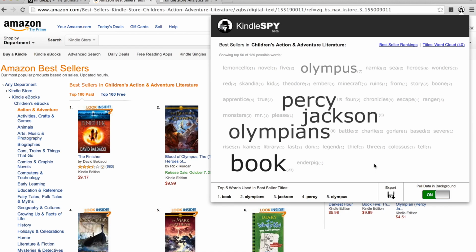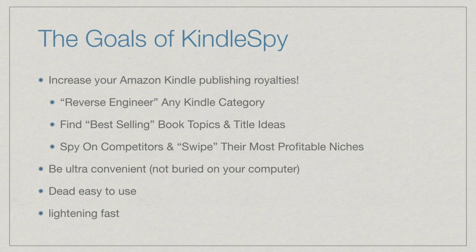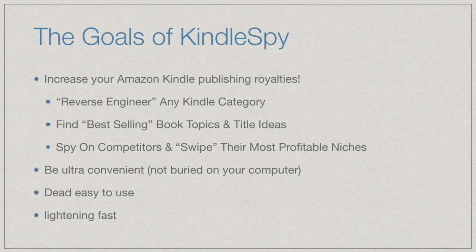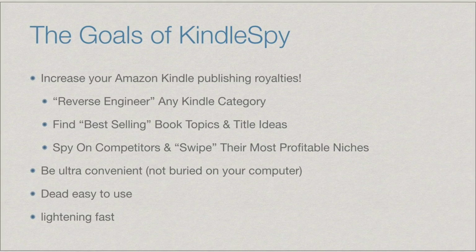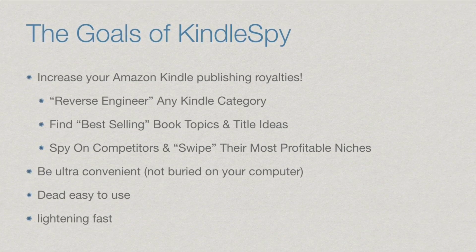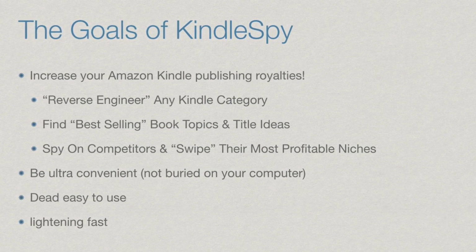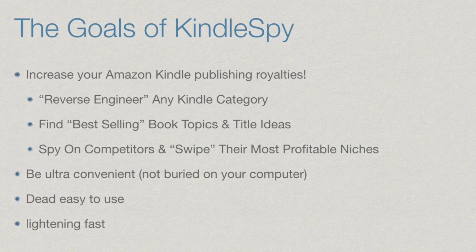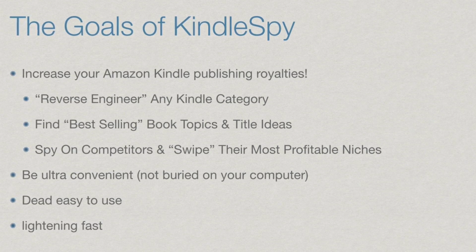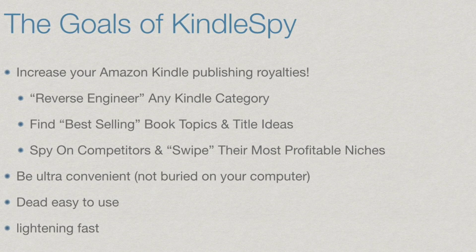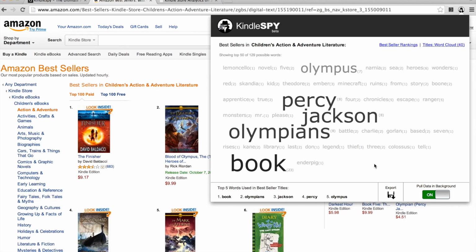So, what are the goals according to the website for KindleSpy? Increase your Amazon Kindle publishing royalties, and the mechanisms to do that are: reverse engineer any category with a single click, find best-selling book topics and title ideas in seconds, spy on competitors and swipe their most profitable niches, analyze the Kindle search results to identify niche potential, be ultra convenient, dead easy to use, and above all, lightning fast. I know that sounds like a lot, but we're going to break it down, and I think this is going to be pretty understandable.